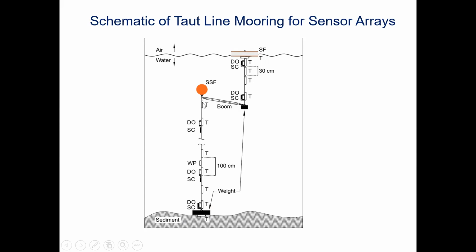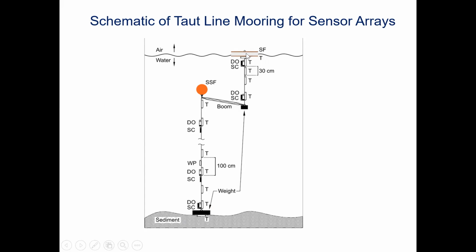And on the array, we have temperature sensors, dissolved oxygen, specific conductivity, water pressure, so we have a chance to see if there's been a change in the depth of the water column, due to evaporation, or if it's a floodplain lake, rising or falling water.